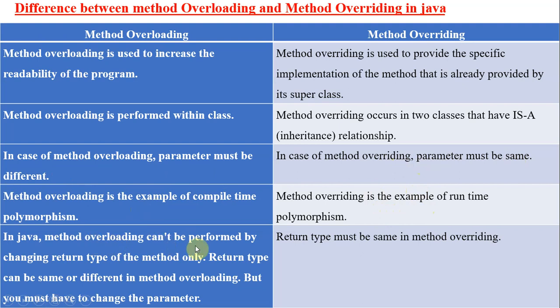Method overloading can be performed by changing the return type of the method. Okay, return type we don't consider. What we consider is only the name of the method and the parameters. The name of the method should be the same, whereas the parameters differ in method overloading. In method overriding, the return type must be the same, the name of the method is the same, and the parameters are also the same. But in overloading, we don't consider return type, the name of the method is the same, and parameters may differ. So that is the difference between method overriding and method overloading. That's all. Thank you.